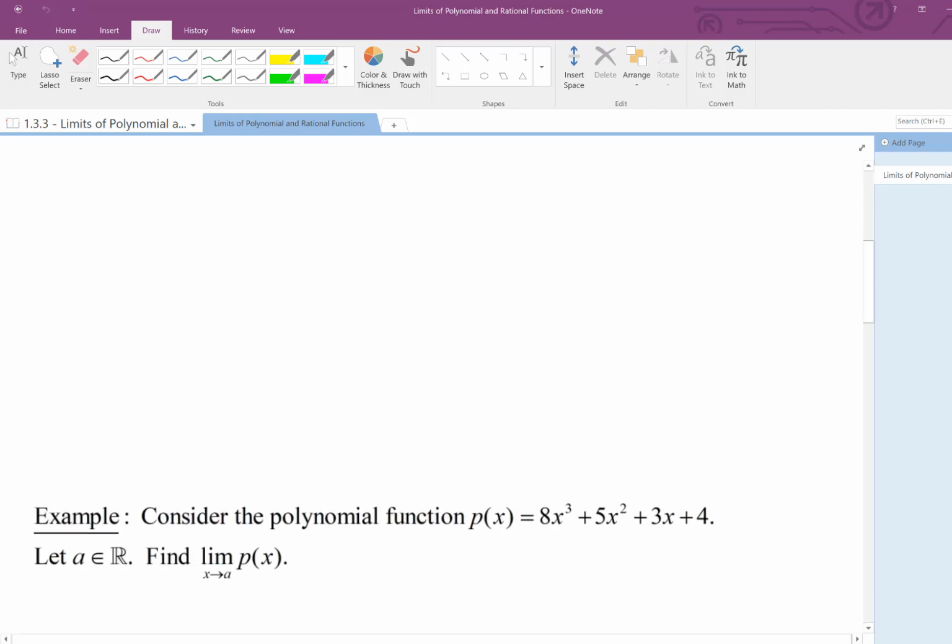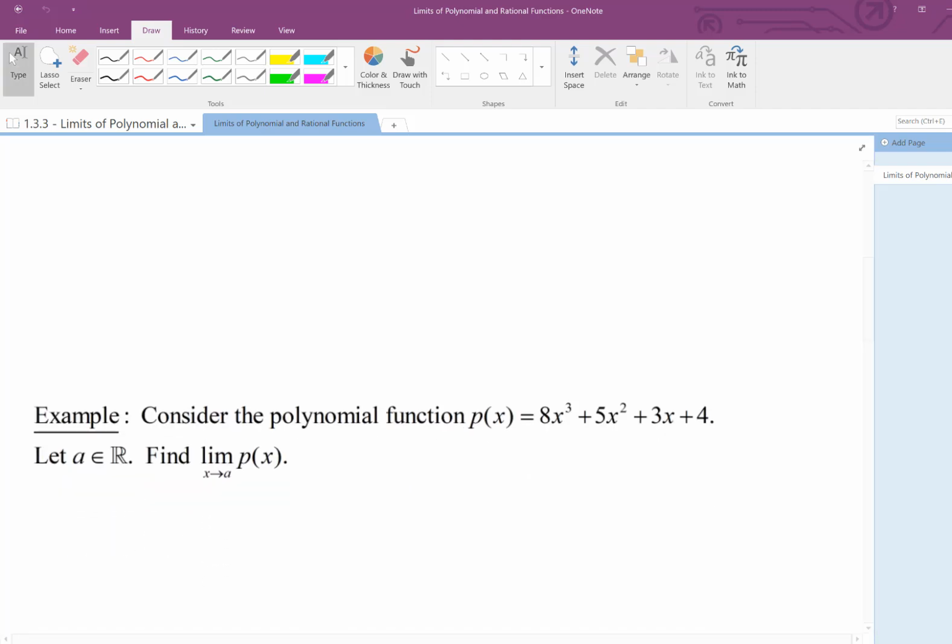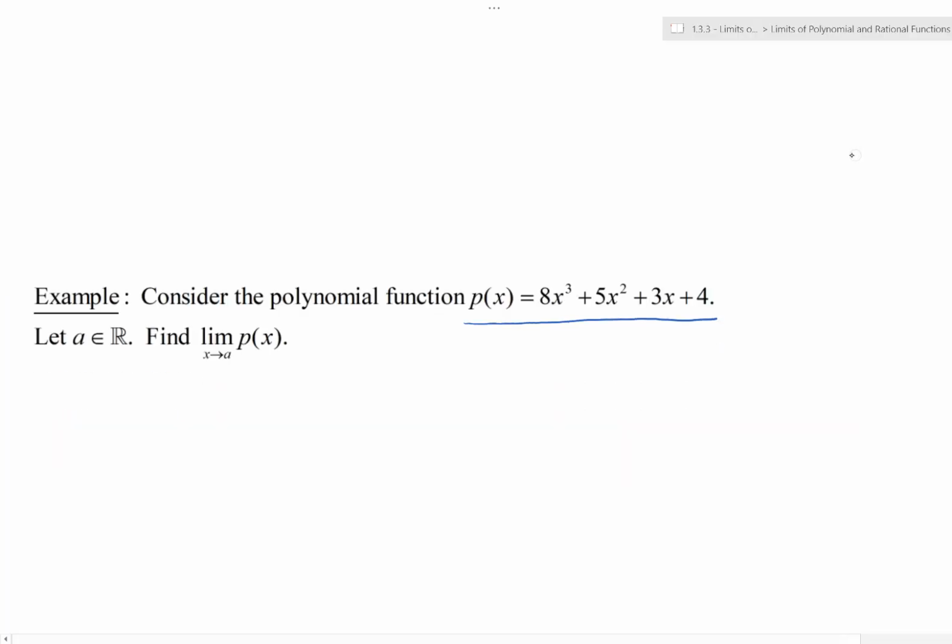First, we're going to consider this polynomial function p of x, which is 8x cubed plus 5x squared plus 3x plus 4. We're also going to let a be some arbitrary real number. And what we're asked to do is find the limit as x goes to a of p of x.